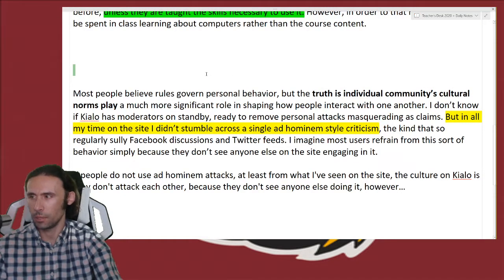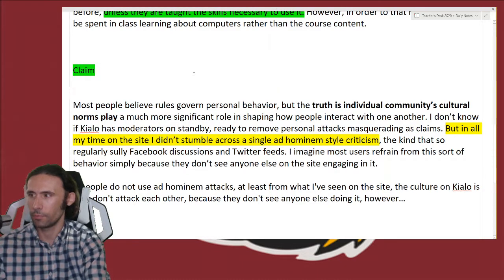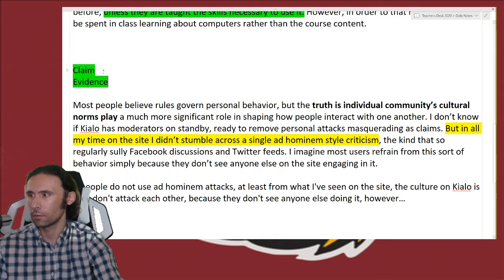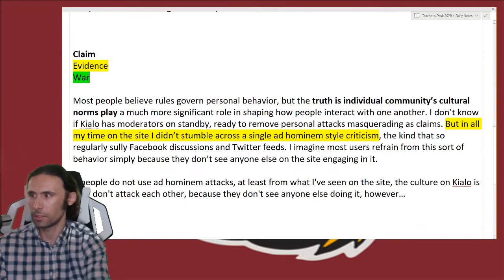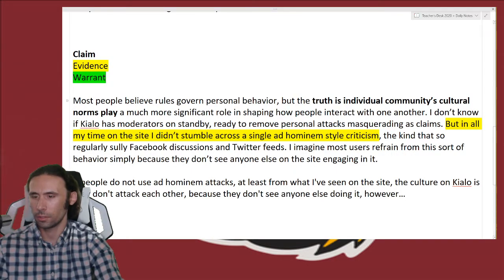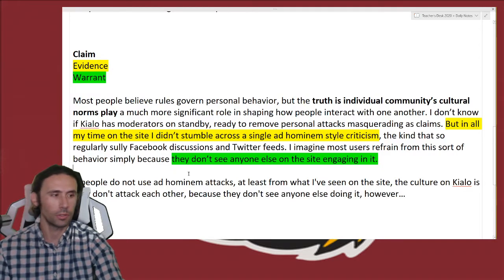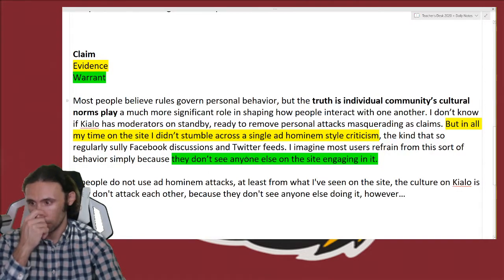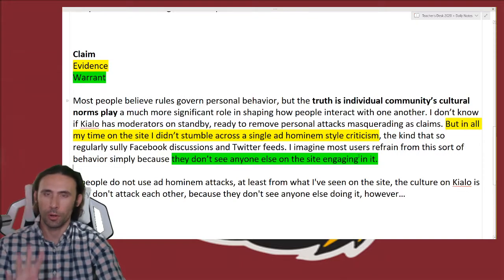So you have the claim and then you have the evidence. The claim is bolded. The evidence is yellow. And then you have the warrant, and that is because they don't see anyone else doing it. They don't see anyone else on the site engaging in it. They don't engage in that stuff. So this is the principle that they're basing it on. And there's no perfect Toulmin model.